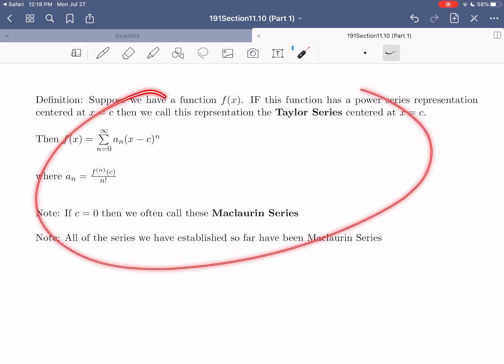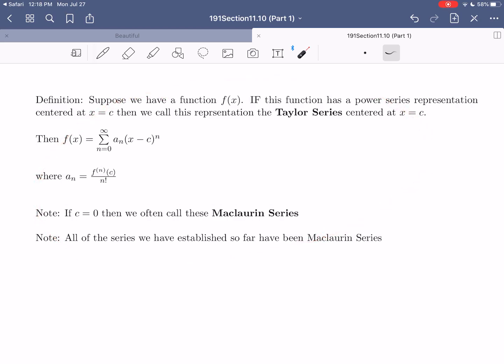So, what's the big deal about this definition? Well, this tells us that even if we can't cleverly manipulate a series we already know, so even if we can't figure out a way to substitute or multiply by a polynomial term or differentiate or integrate, we can still try to determine the power series representation of a function based on this explicit formula for what those sequence values should look like.